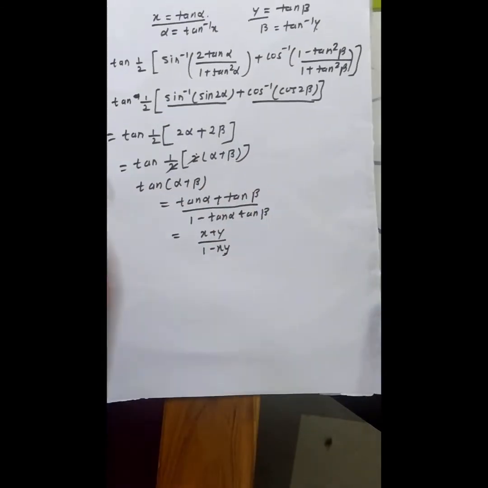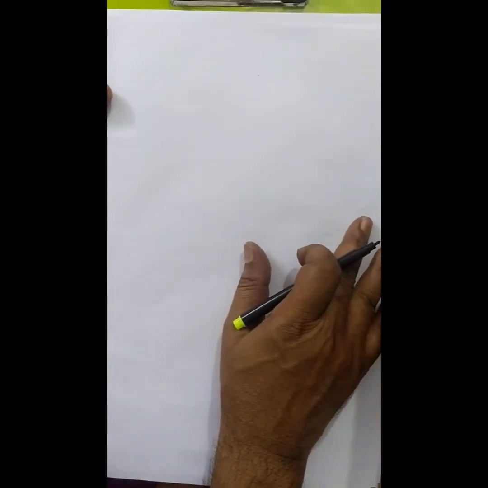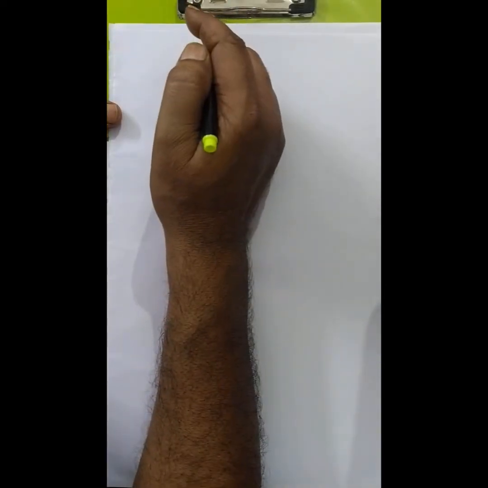So we'll come to one more last sum. It is a most important sum. It has occurred a number of times in the board exam. So that will be tan inverse of x.